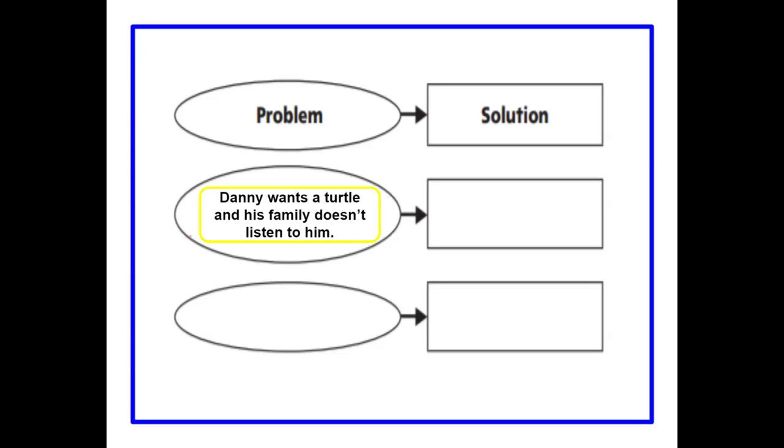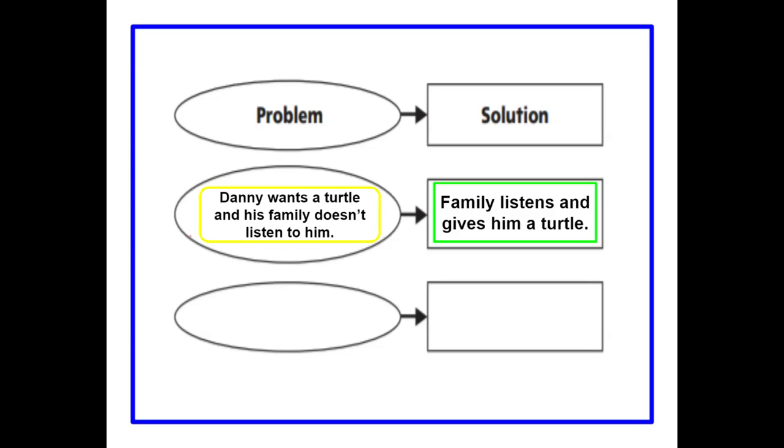So how was that problem solved? And usually the solution comes at the end of the story. So think about what happened at the end of the story. You can turn and talk with your family member or your home teacher. What happened at the end of the story? How was the problem solved? Did you say that Danny's family listened and gave in and gave him a turtle? If you did, you are exactly right.